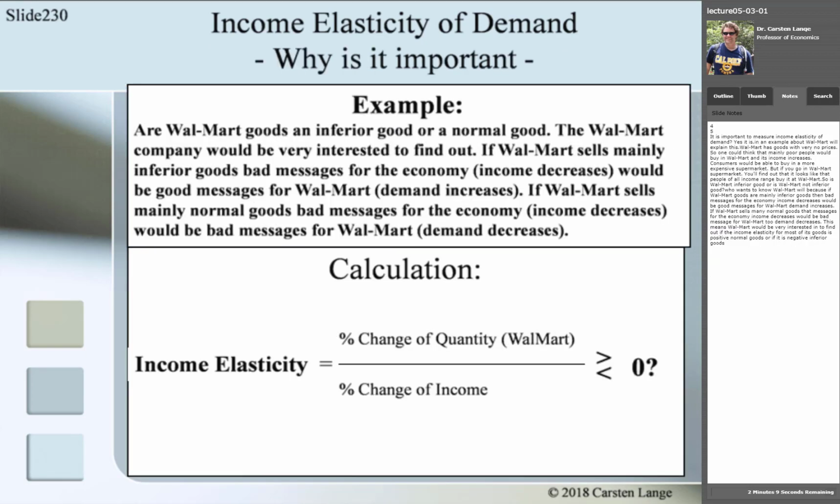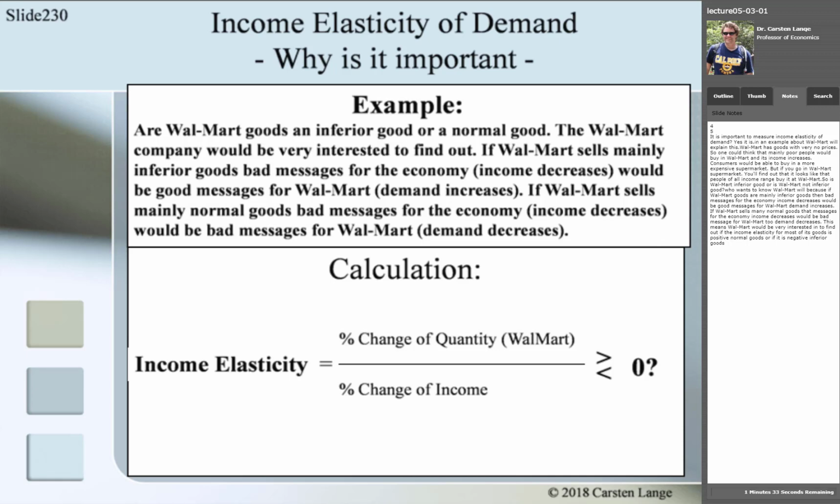Is it important to measure income elasticity of demand? Yes, it is. An example about Walmart will explain this. Walmart has goods with very low prices. So one could think that mainly poor people would buy in Walmart, and if income increases, consumers would be able to buy in more expensive supermarkets. But if you go in a Walmart supermarket, you will find out that it looks like people of all income ranges buy at Walmart.